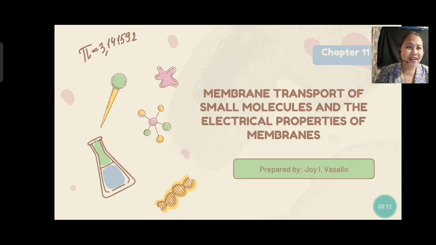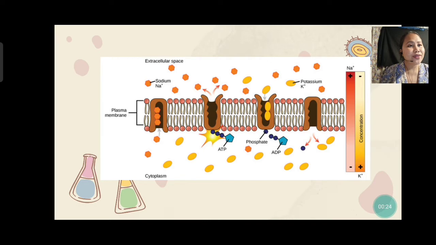So I am here to discuss chapter 11, which is the membrane transport of small molecules and the electrical properties of membrane. This is an image of a plasma membrane, a lipid bilayer. The plasma membrane, or the cell membrane, provides protection for a cell. It also provides a fixed environment inside the cell. So it has several functions.